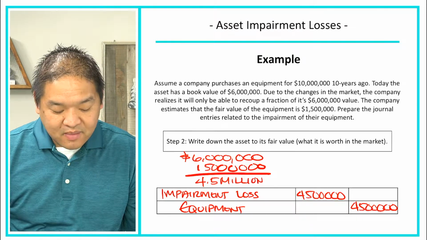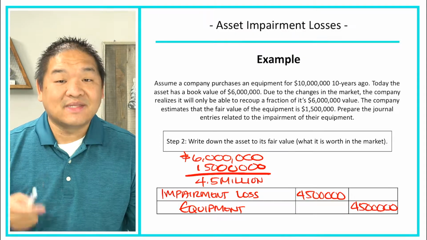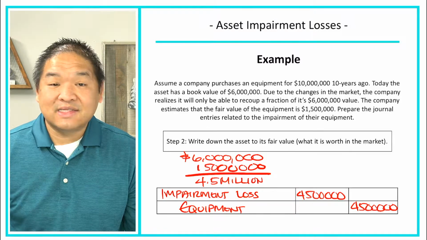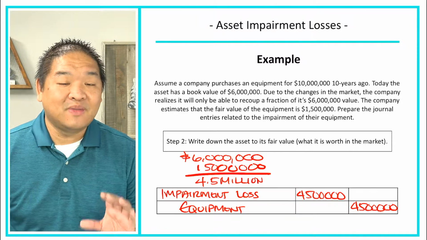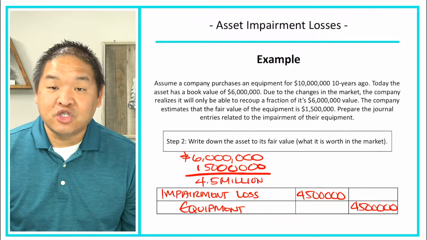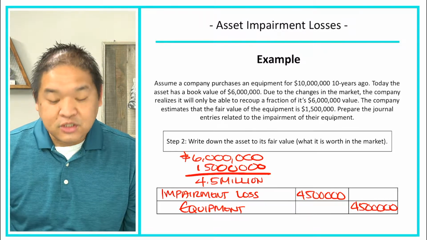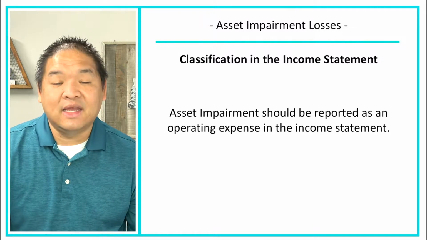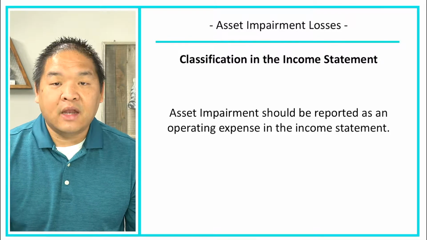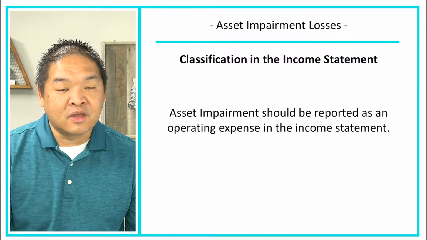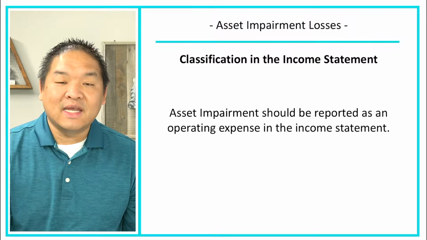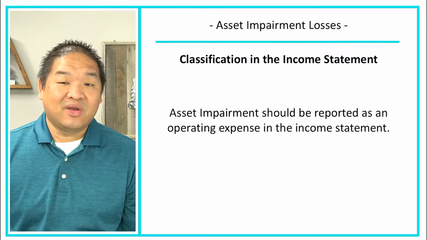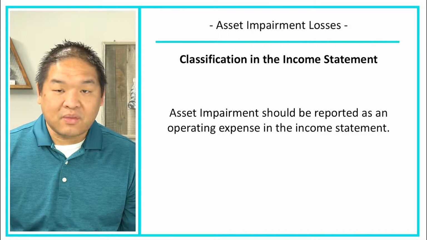Now, what about this impairment loss? Well, the impairment loss means that we're going to have to reduce our net income by $4.5 million. That's not necessarily a great thing, especially when we want our net income to be as high as possible in the eyes of our shareholders. Now, where does this impairment loss go? This impairment loss should be reported on the operating expense side in the income statement. So on the operating side, you're going to put an impairment loss of $4.5 million. Means that you're going to take a hit on your income statement, but it is what it is. You're not going to recoup it anyway. So we're just going to have to write it off.